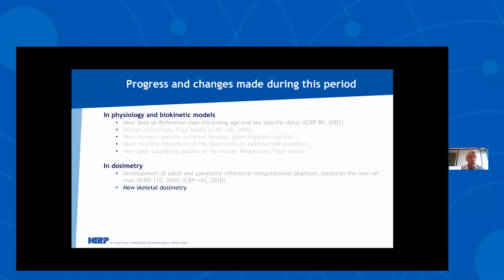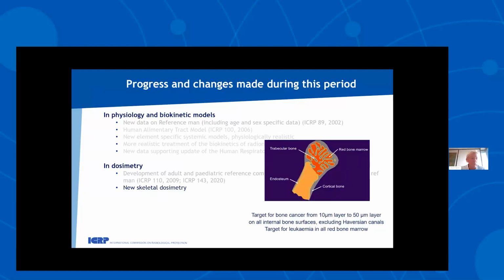We also have new skeletal dosimetry. Just to let you know that the bone is a very complex target organ. It is made of different tissues. And the difference from the previous recommendation is that for the target for bone cancer, we skip from a 10 micrometer layer to a 15 micrometer layer.